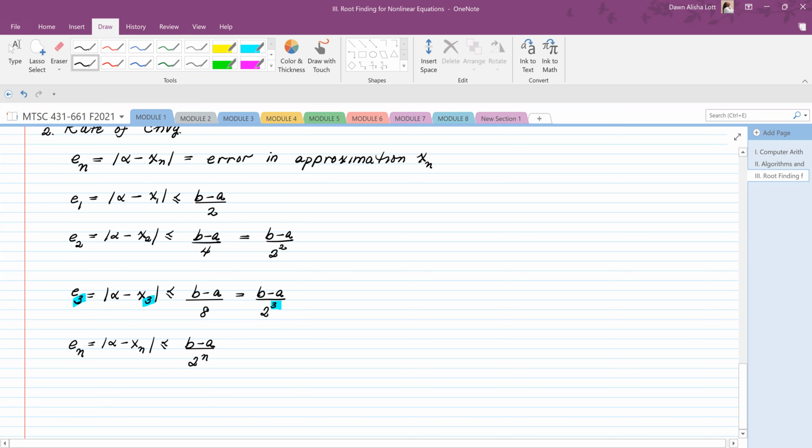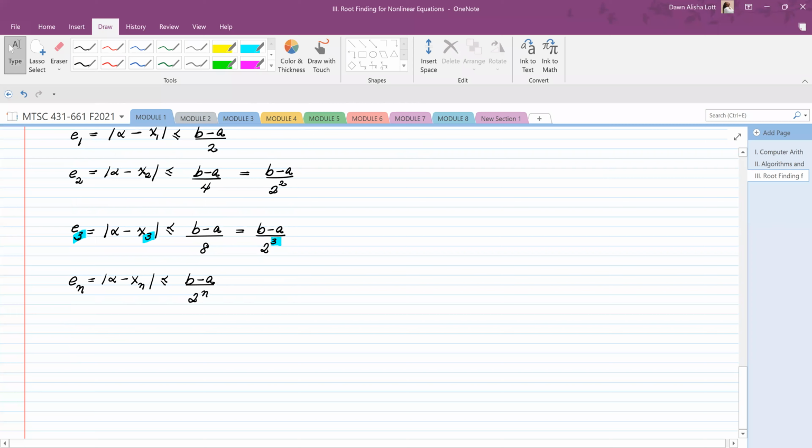I can do the same thing with En plus 1. It's the absolute value of alpha minus xn plus 1, and that's less than or equal to b minus a over 2 to the n plus 1. But I'm going to pull a 1/2 out and write this as one half times b minus a over 2 to the n.